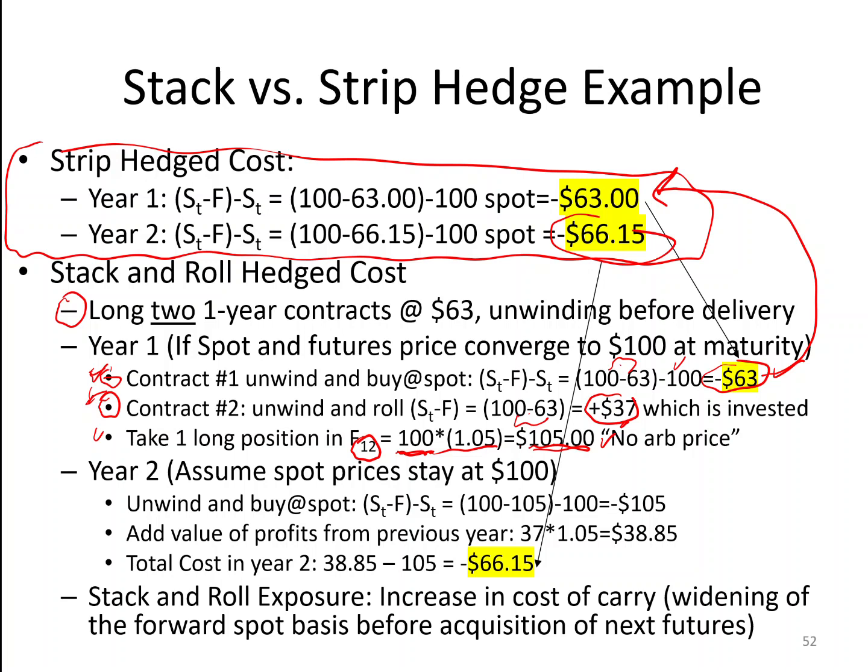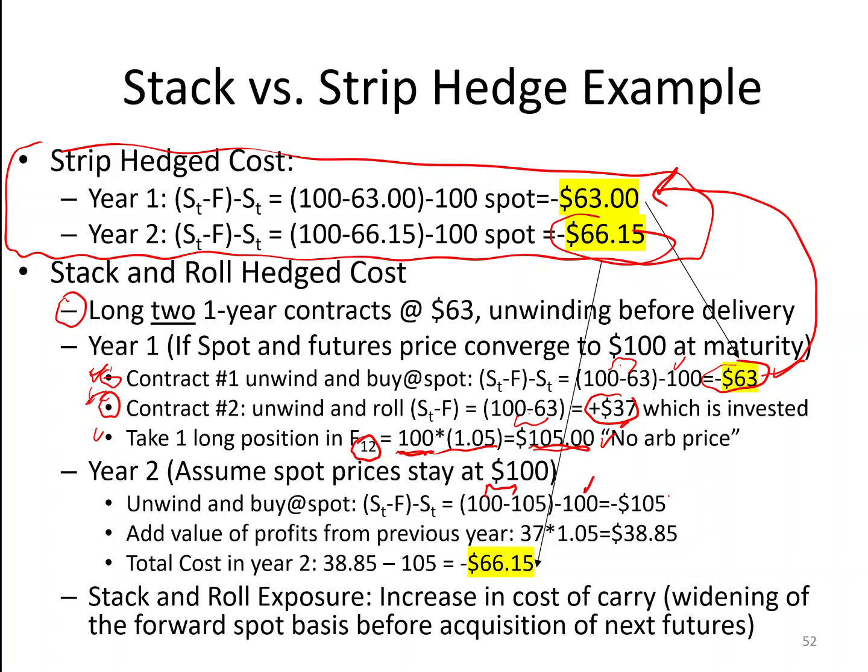But watch this. At the end of year 2, that second contract matures. However, they're going to unwind right before maturity. And we'll just say that prices again go to $100. It doesn't matter what we say they go to. So the price goes to $100. They're going to unwind that contract. They're going to then buy oil for $100.